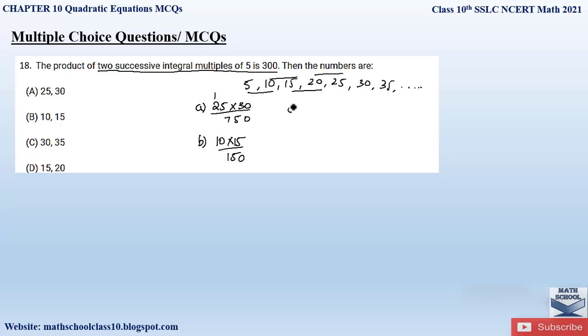If you consider option C, it is 30 into 35, right? So 0, 3 5s are 15, carry 1, 3 3s are 9, 10. So again, this is not the correct option because the product is not equal to 300. Our last option is 15 into 20, 5 into 2 is 10, carry 1, 2 1s are 2, 3. So our product is 300 now. Therefore, our correct option will be option D, right? So in this manner, by using the option itself, we can find out the correct answer.